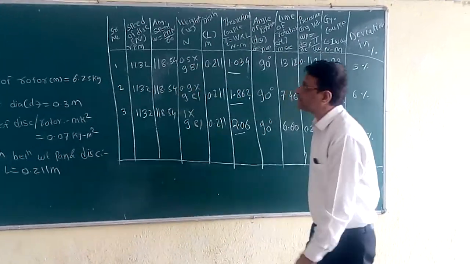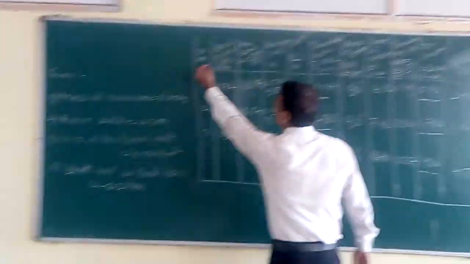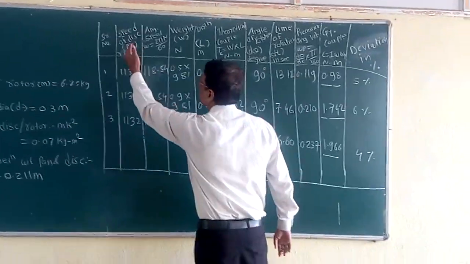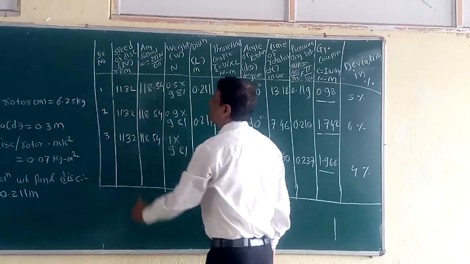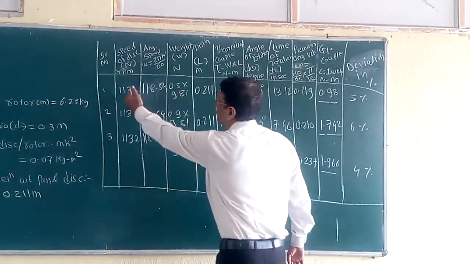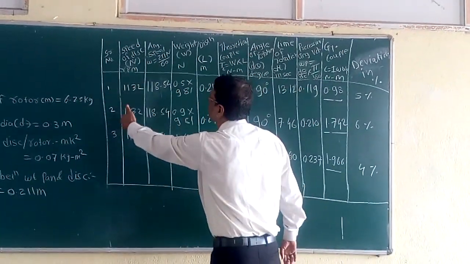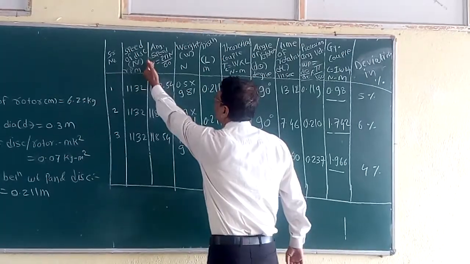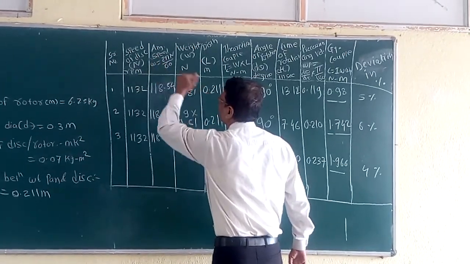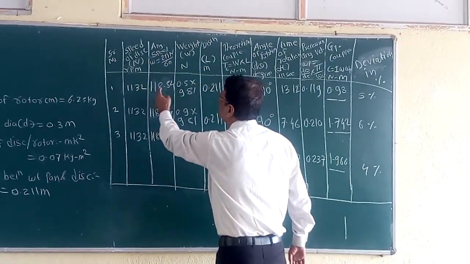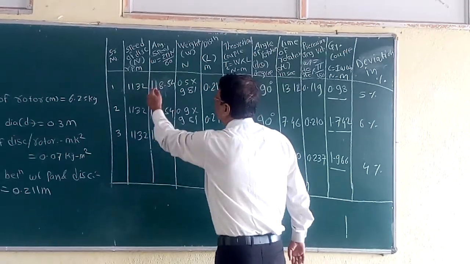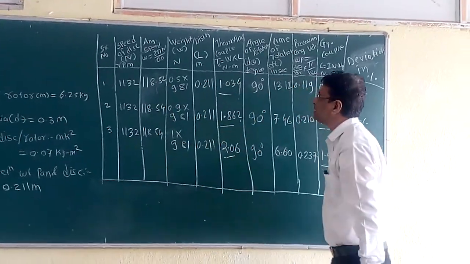Now this is the observation table. This is the serial number. This is the speed of the disc. So this is 1152 RPM. For all the observations, angular speed is omega, 2 pi n by 60 radian per second. This is coming as 112.54 for all these three observations.